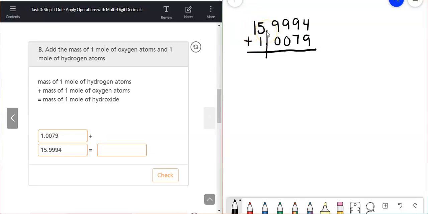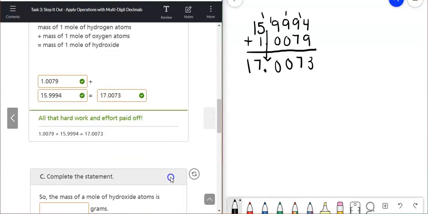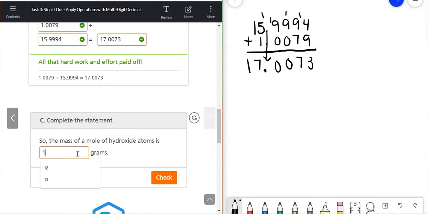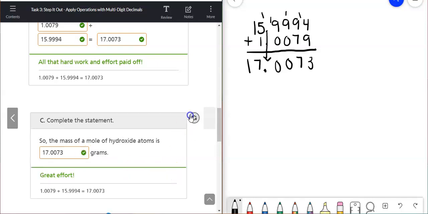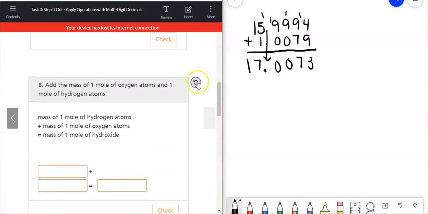My decimals are lined up, so I'm going to drop it straight down. Now I'm just going to add. 4 plus 9 is 13, 17, 10, 10, 5, 6, 7, and a 1. So I get 17.0073. So the mass of a mole of hydroxide is 17.0073. Just like that. And that's it of Step It Out.